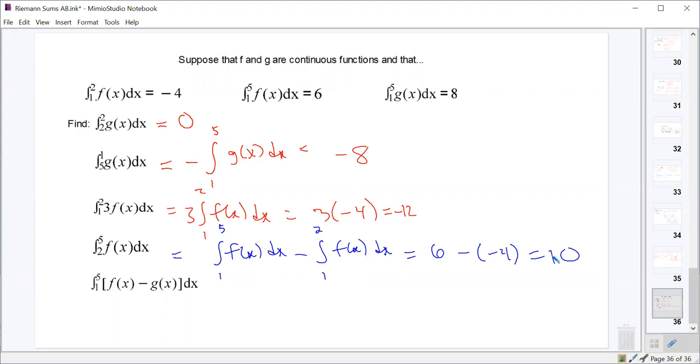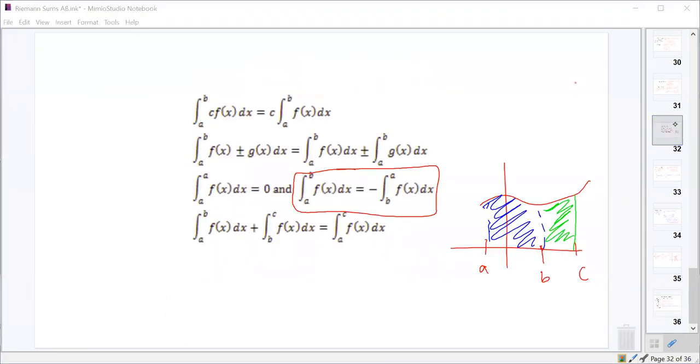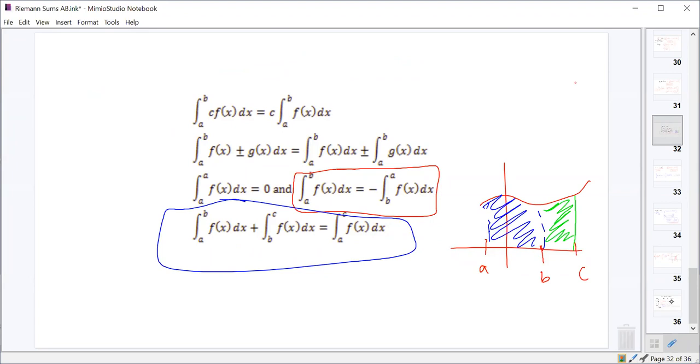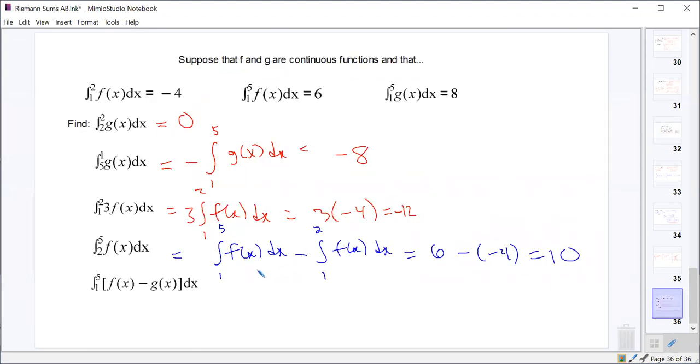Which rule did you use there? So that one was the last rule down here, that a to b plus b to c is a to c. And so we just subtracted one of them from one side, right? Because 1 to 2 plus 2 to 5 ought to equal 1 to 5. So 2 to 5 ought to be 1 to 5 minus 1 to 2. Good? Okay, thank you.